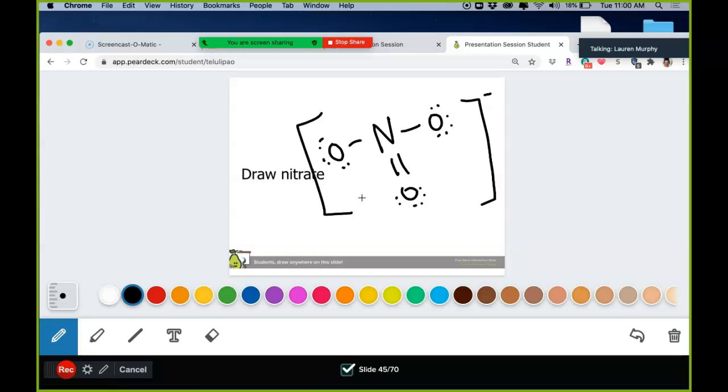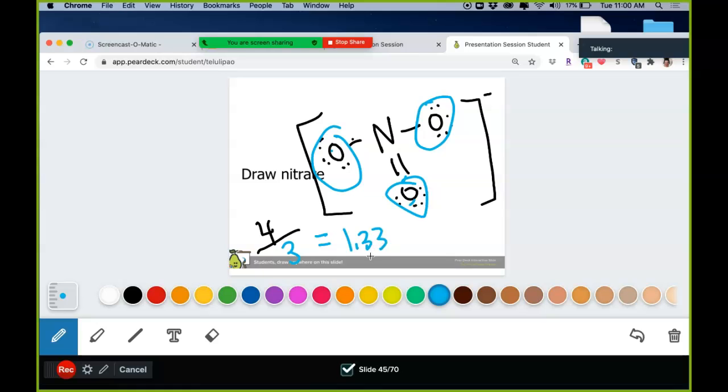So when we do bond order, because we have different types of bonds, 2 single bonds and also a double bond, we don't have just a normal bond order. What you do now, when there are different types of bonds, is count how many bonds there are: 1, 2, 3, 4 bonds. Then you divide it by how many things are attached to the central atom. There are 1, 2, 3 elements attached to the central atom. So the bond order is 1.33.